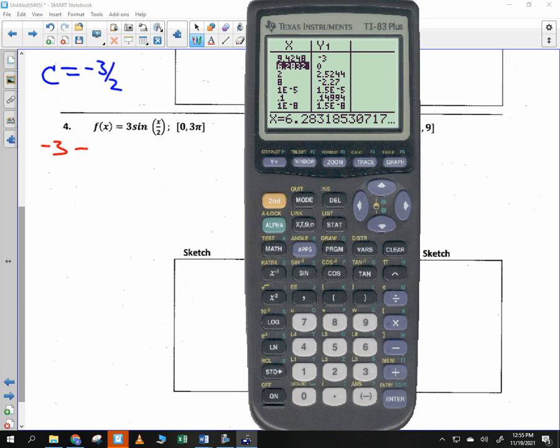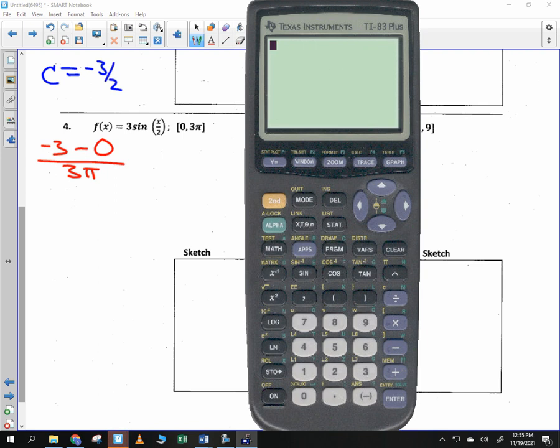If I plug in 0, what's the sine of 0? What is it? It's 0. Times 3 is 0. What goes in the denominator? 3 pi. So I have negative 3 divided by 3 pi. So negative 3 divided by, and I'm going to put the 3 pi in parentheses, so I divide everything, and I get negative 0.318.